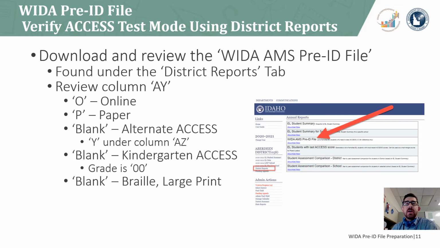Users can also verify EL access mode of administration by viewing the WIDA AMS Pre-ID file under the District Reports. To download the report, select the District Reports header on the left-hand side of the window pane. Then select WIDA AMS Pre-ID file. Select the current school year and select Run.